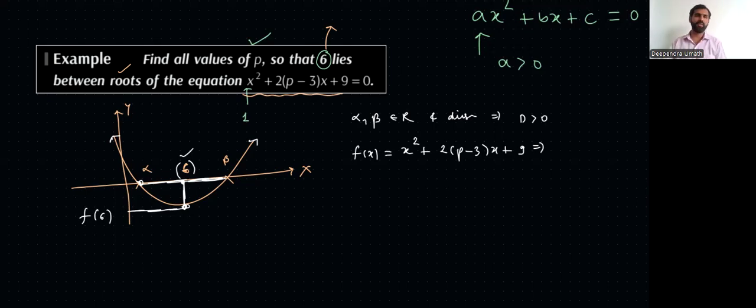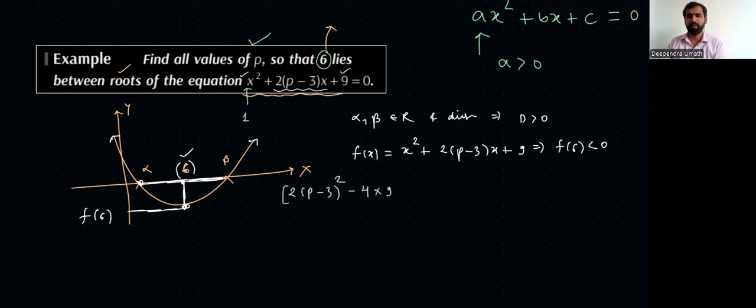So these are the two conditions I'll be imposing. Now, if I begin with the first condition, the discriminant should be positive. What is going to be the discriminant? B square, so it is going to be 2 times p minus 3 whole square, minus 4a, that is 1, into c, that is 9. I hope you are comfortable. This is 2 times p minus 3 whole square.